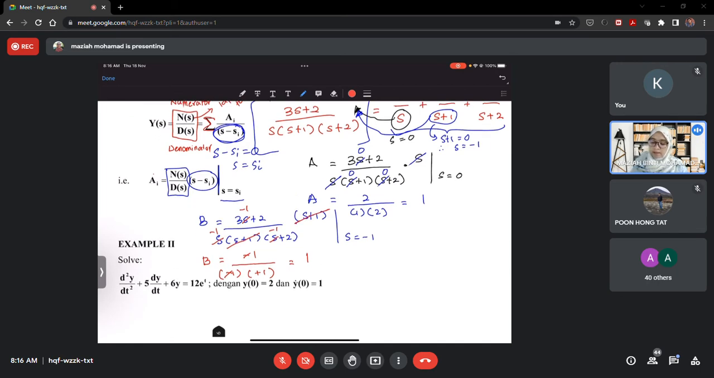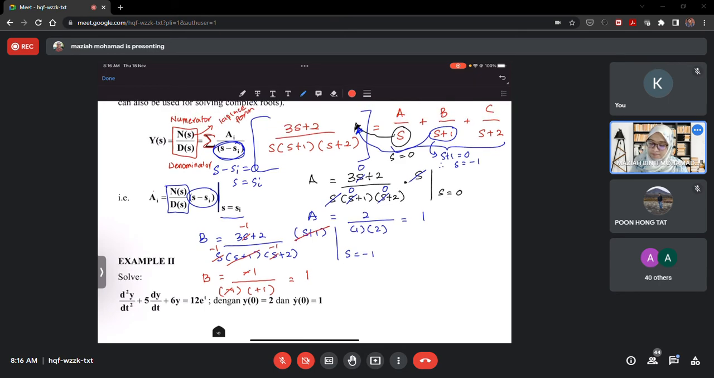All right, then we solve for C. C is equal to numerator over denominator, which is 3s plus 2 divided by s plus 1, s plus 2, multiplied with s plus 2, because the denominator of C is s plus 2, where we're going to consider s equal to minus 2. Again, based on the denominator of C, s plus 2 equal to 0. So s equal to minus 2.